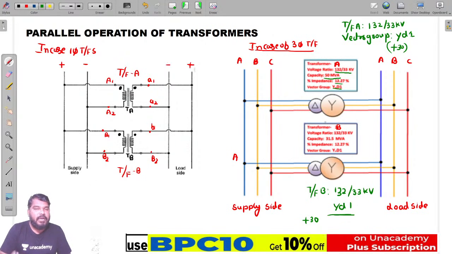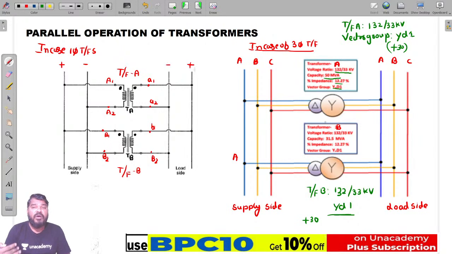And the second one: if there is only one transformer in the line and any fault occurs, we cannot transfer the power from source to load continuously. If two or more transformers are connected in parallel and any one of the transformers fails, you can still transfer the power continuously from source to load without any disturbance or discontinuity. So the reliability of the power system can be increased.